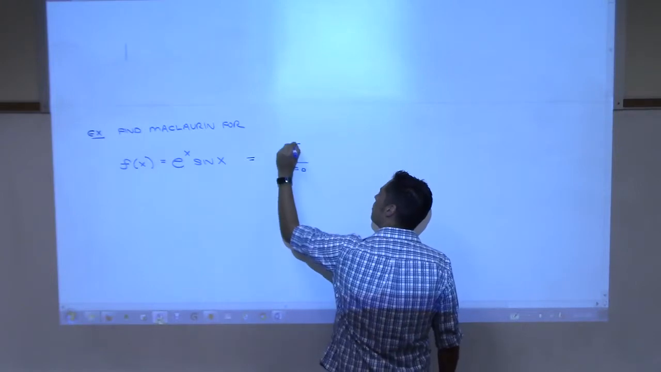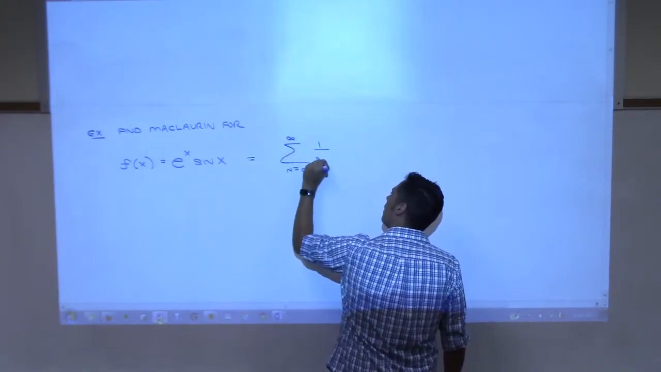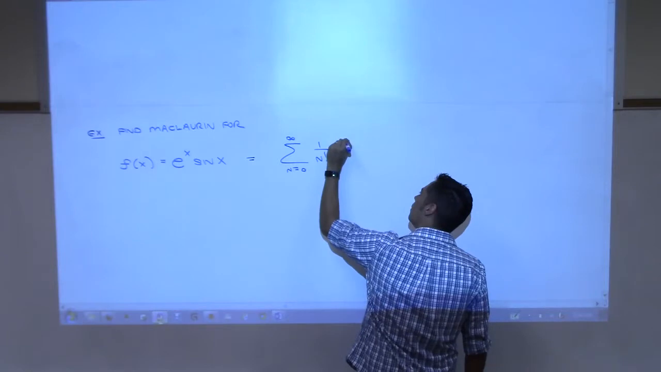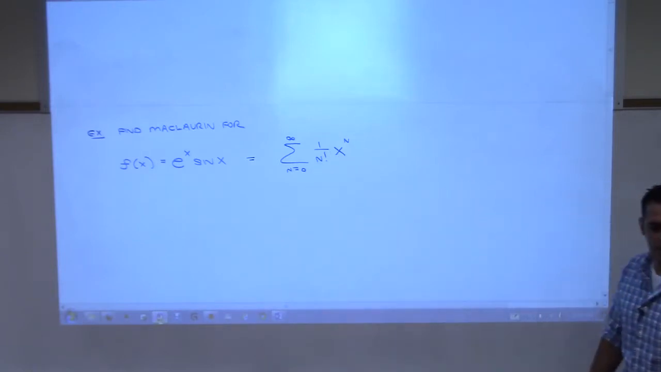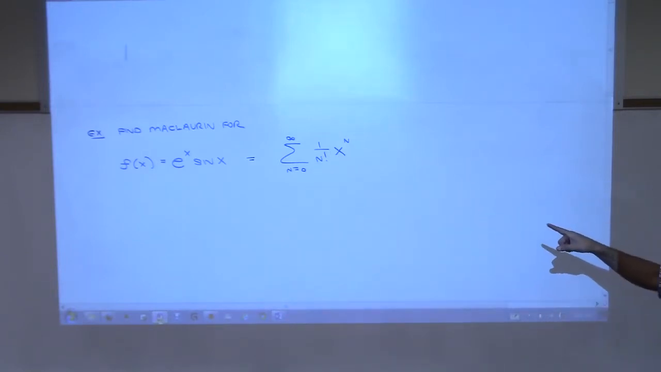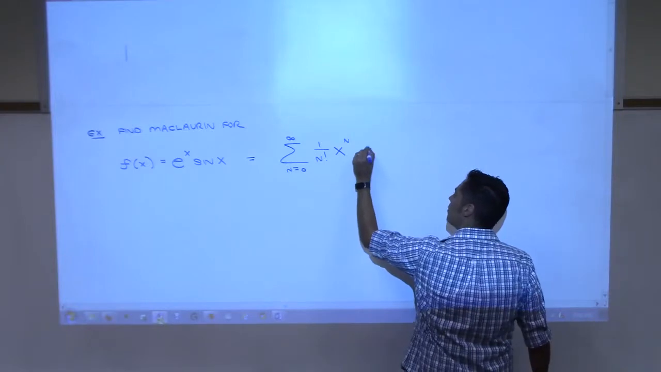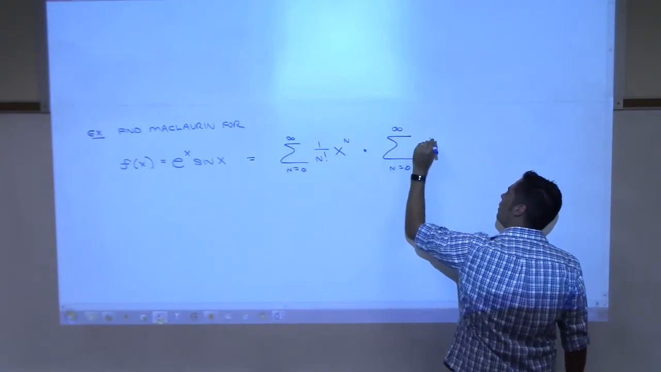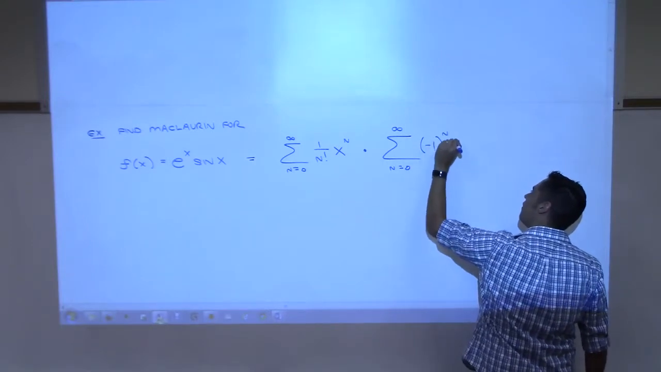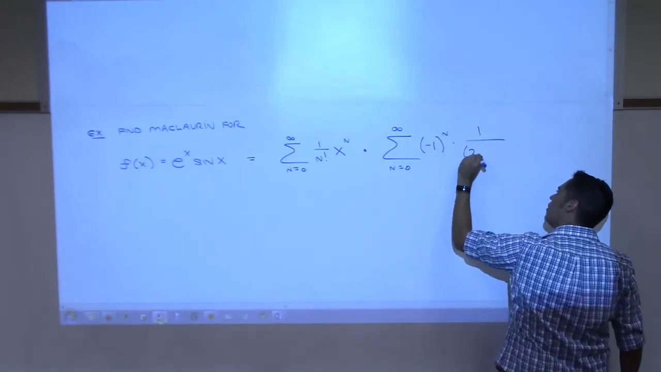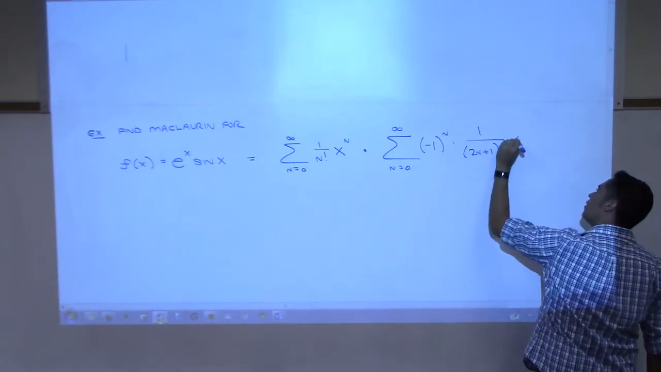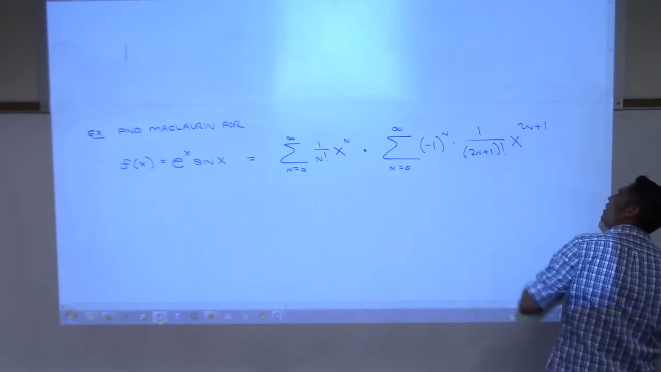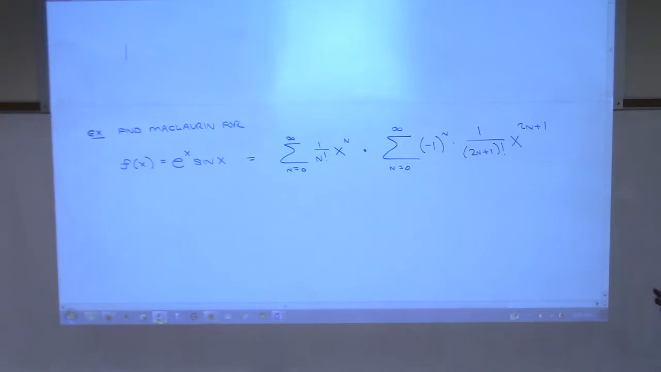Sum n equals 0 to infinity, 1 over n factorial x to the n. That's the formula we got at the end, right? That's e to the x, Maclaurin. Times, now, the sine series, which is this one, alternating, over 2n plus 1 factorial x to the 2n plus 1.